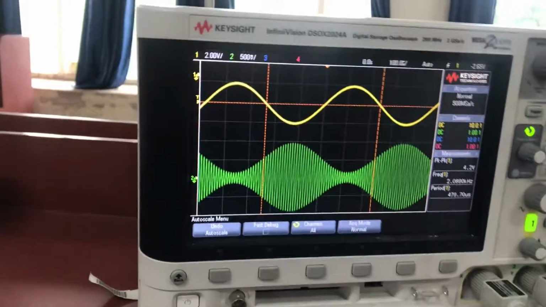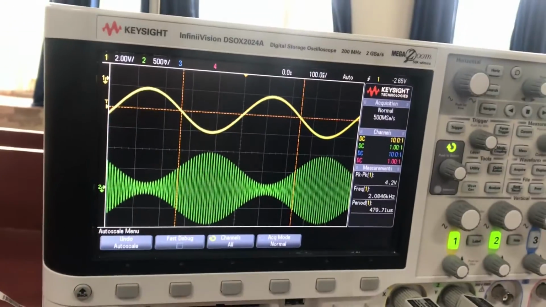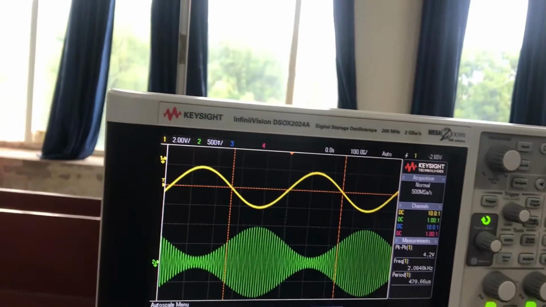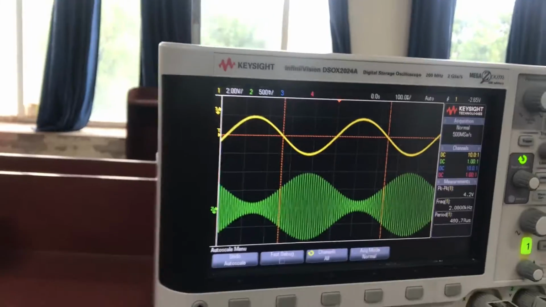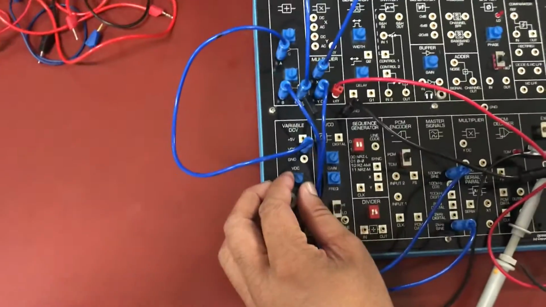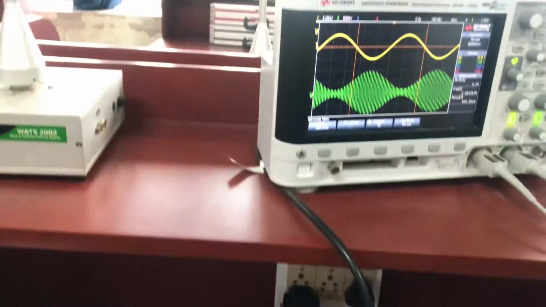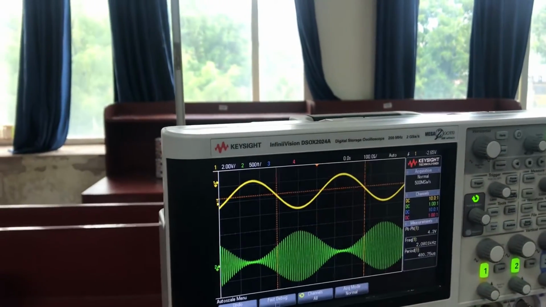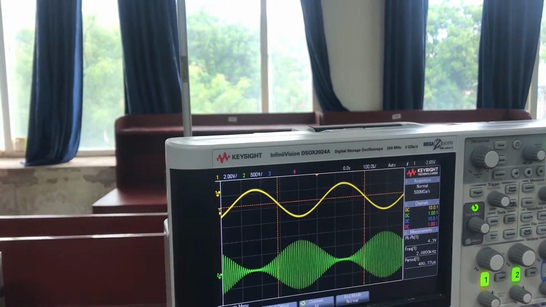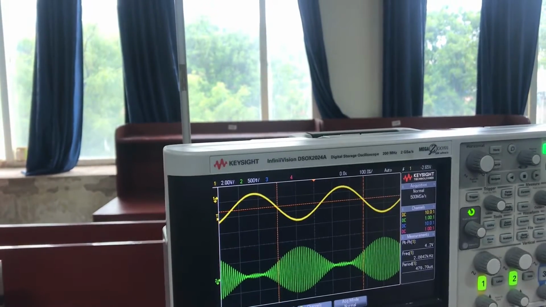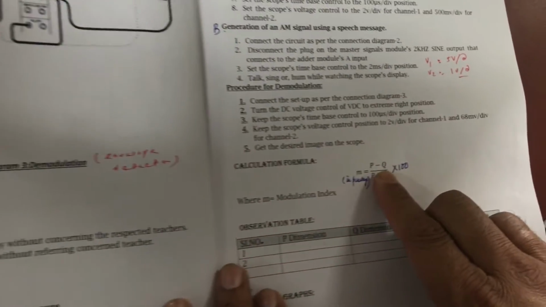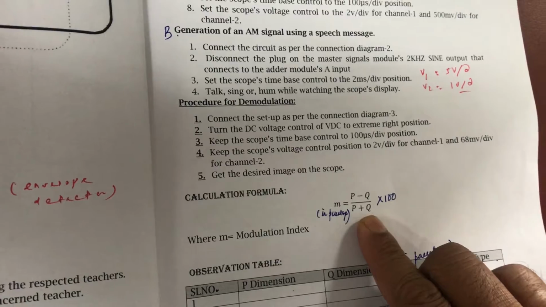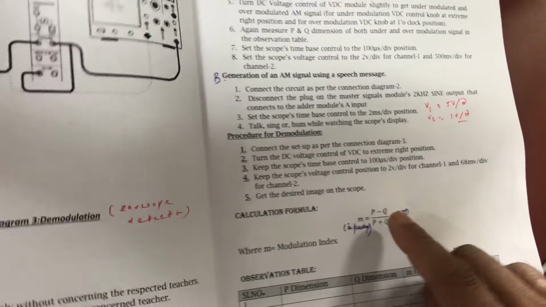So this is our message signal, channel 1, and this is the modulated signal. We can derive 3 types of modulation here: under modulation, critical modulation, and over modulation. Some adjustment is there using the variable DC supply, and you can get different types of modulation. You see the different types of modulation and calculate the modulation index as per the formula. The formula is: modulation index M is equal to (P minus Q) divided by (P plus Q) into 100. So what is P and what is Q?